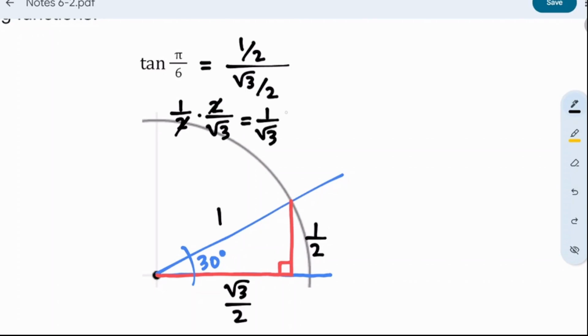It still has a radical in the denominator, so I'm going to rationalize the denominator by multiplying by just the right form of 1. This will be equal to 1 times the square root of 3 divided by the square root of 3 times the square root of 3. So that's root 3 over 3.